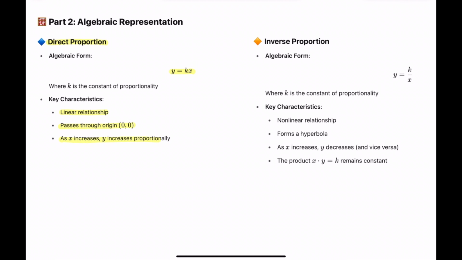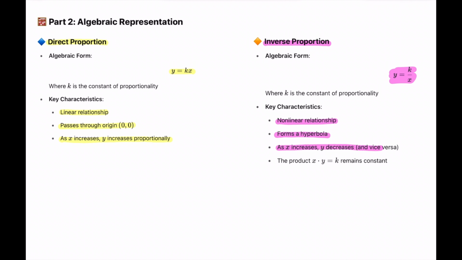Now, for inverse proportions, the algebraic form is y equals k divided by x. K is the same, it's the constant of proportionality. But what are the key characteristics of an inverse proportion? They are that it's a nonlinear relationship. For what it looks like, the graph forms a hyperbola. And then, as we know, for inverse proportions, it's opposite, right? So as x increases, y decreases, and vice versa. And the product, x times y equals k, remains constant. So those are the characteristics for inverse proportions, and we also went through the characteristics of direct proportions.